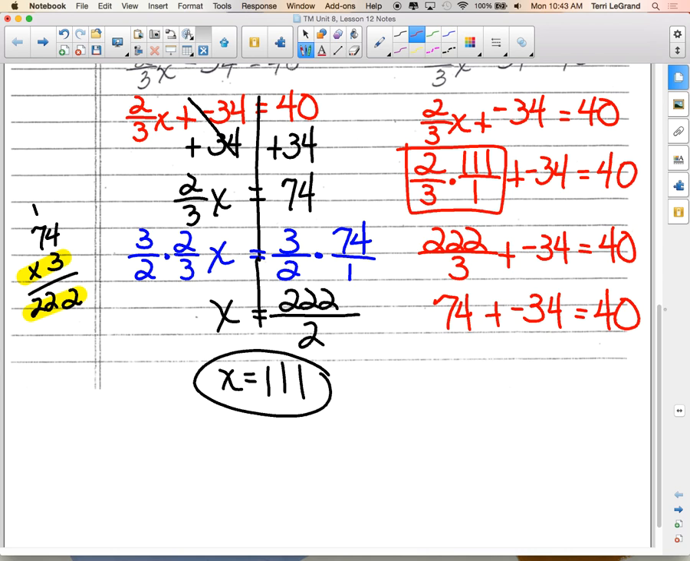And now we have 74 plus negative 34. What is that? 40. Okay, convince me why it's 40. Yeah, because we're really subtracting 34 from 74, and 74 take away 34 is 40. Even though we want it to be 40, we have to make sure it really is 40 before we can say it checks. So kind of a big solution that checked out. Questions?